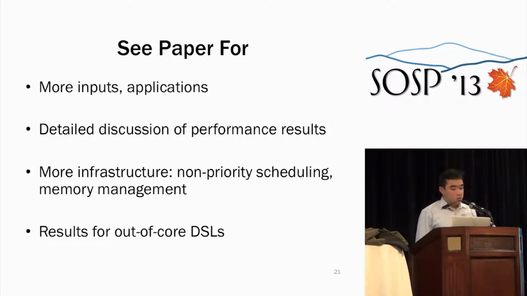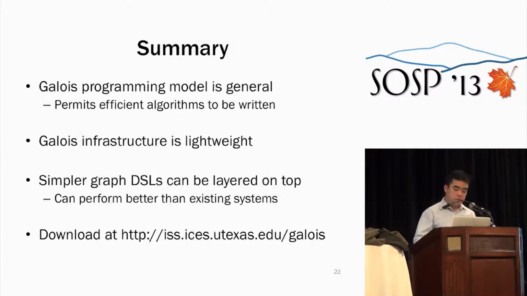This only briefly summarizes the content of my paper. In particular, in the paper, there's results for more inputs, more applications. There's also a more detailed discussion of our performance results. We also talk about other infrastructure changes that were needed for the Galois system, in particular, how to support non-priority scheduling and how to support scalable parallel memory management. Also, we have results for out-of-core DSLs.